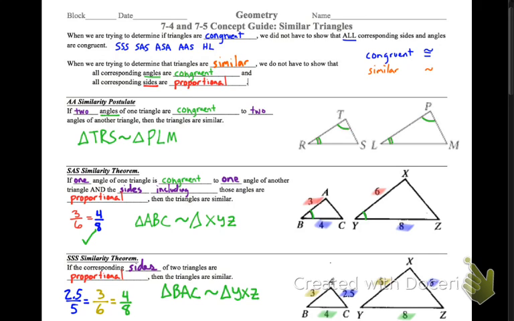That is the lesson. Angle angle, side angle side, and side side side are the three ways that we can know that we have similar triangles. Let's look at the types of questions.